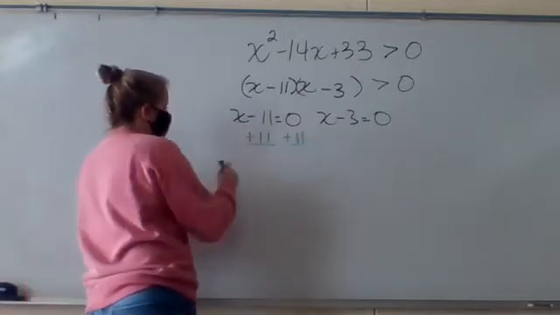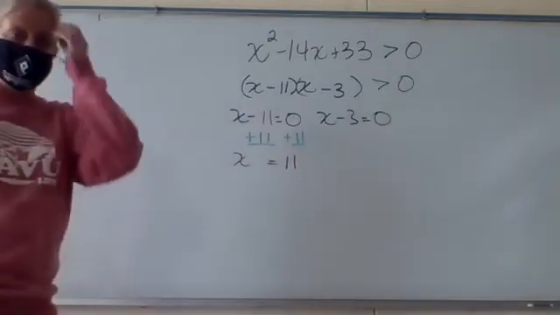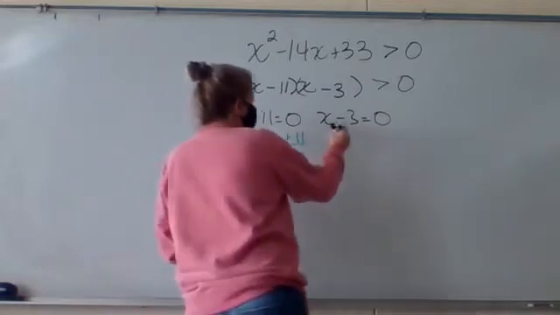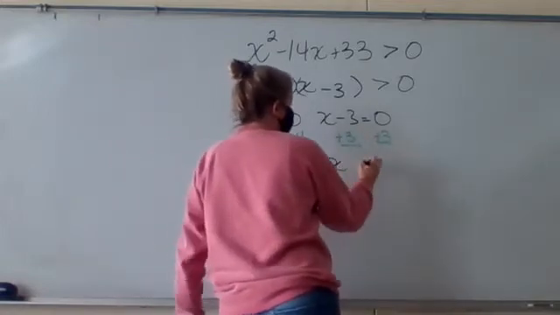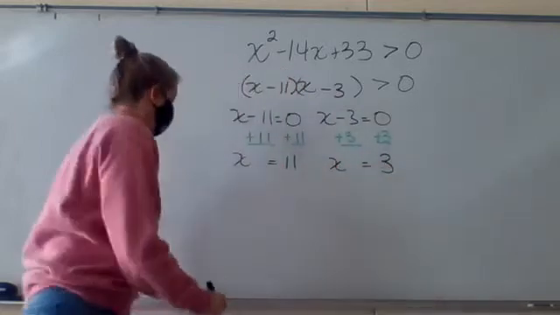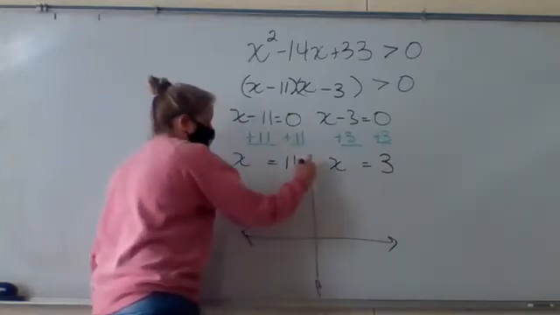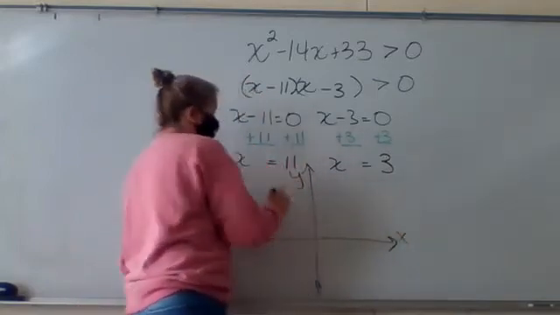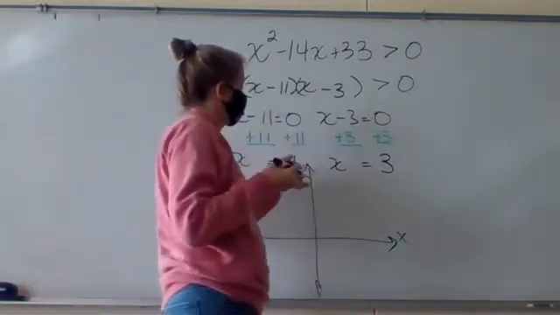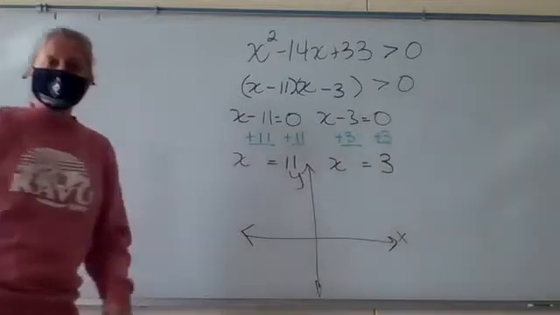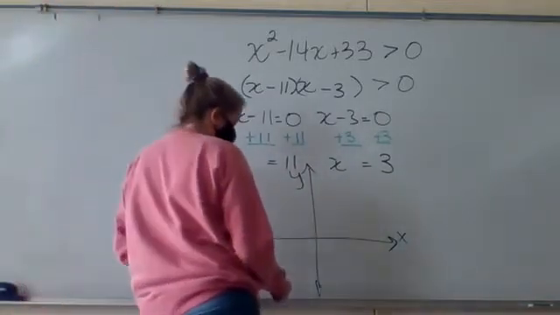So add 11 there. So x equals 11. So it's going to cross the x-axis at 11. Here I'll add the 3 to both sides. So it's also going to cross the x-axis at positive 3. And again, your graph doesn't have to be exact. There's only really 2 things you need to know: where it crosses the x and whether or not it's upside down or regular.